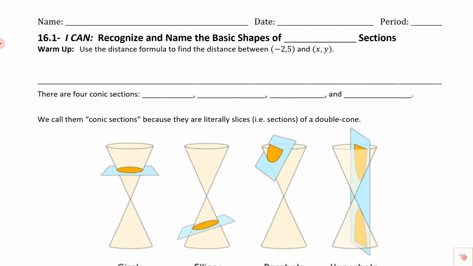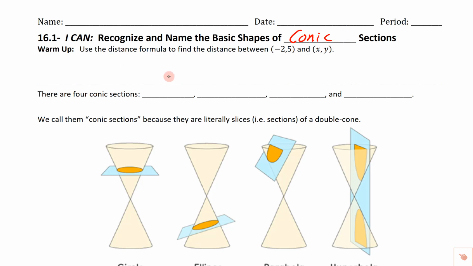Okay, we're getting down near the end of the course, but we're going to cover some really important topics in Unit 16. So starting with 16.1, this is basically an introduction to what we're going to be studying in the entire unit. So the I can statement for 16.1 is I can recognize and name the basic shapes of conic sections. So let's write the word conic right here. And we'll talk about conic sections in just a second.